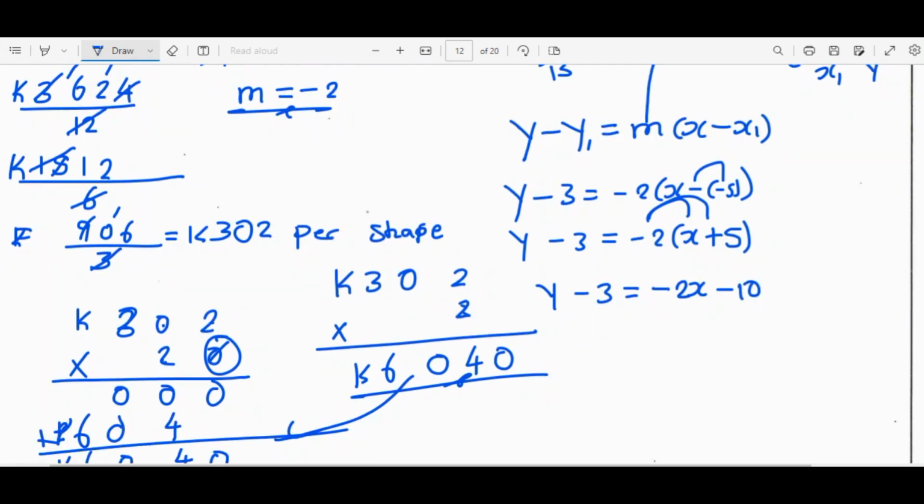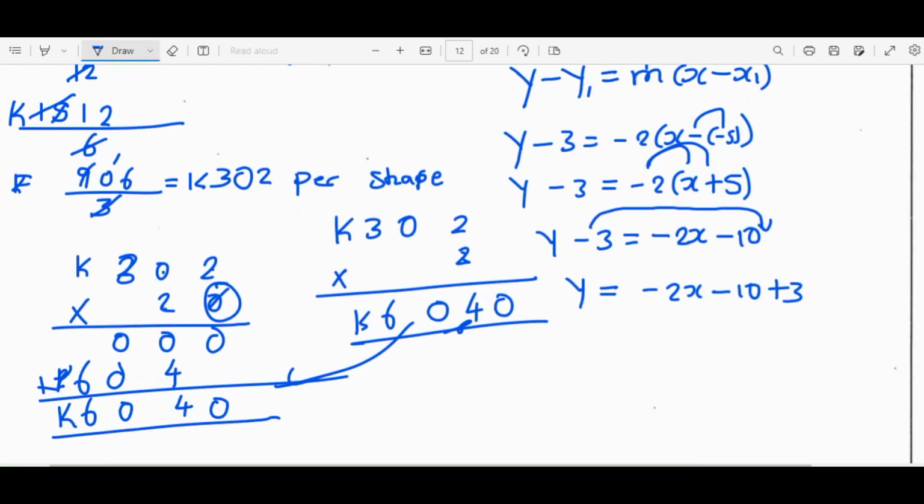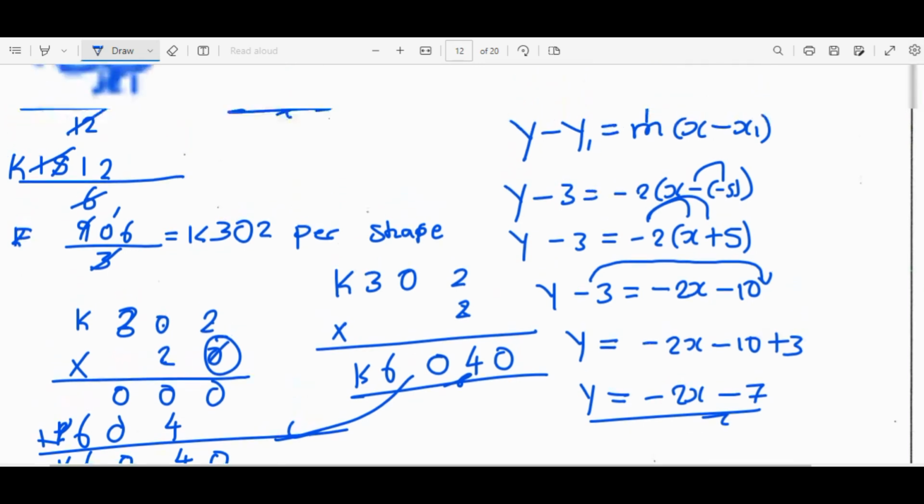Then I'm going to collect the like terms, so I'm going to move the -3 to the right side, giving us y is equal to -2x minus 10. This will change to +3, which is our final answer: y is equal to -2x minus 7. So we are going to subtract and get the sign from the bigger number, which is -10.